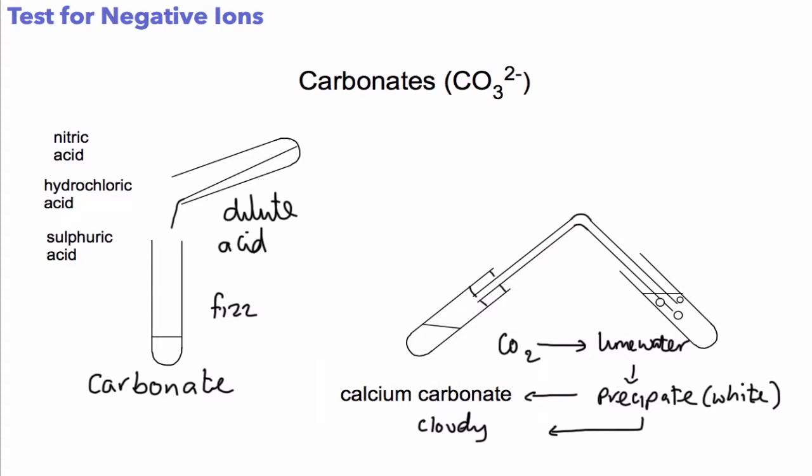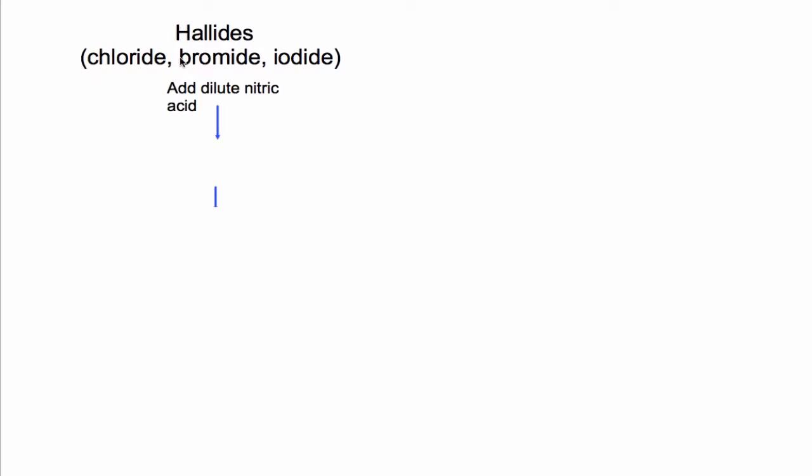The next test is for our halides, and by our halides we mean chloride, bromide or iodide, and the first stage in this is to add some dilute nitric acid. We have to add the dilute nitric acid before we add the next solution, which is silver nitrate. We can't add any other acid because the other acids actually produce precipitates with silver nitrate solution. So it has to be nitric acid.